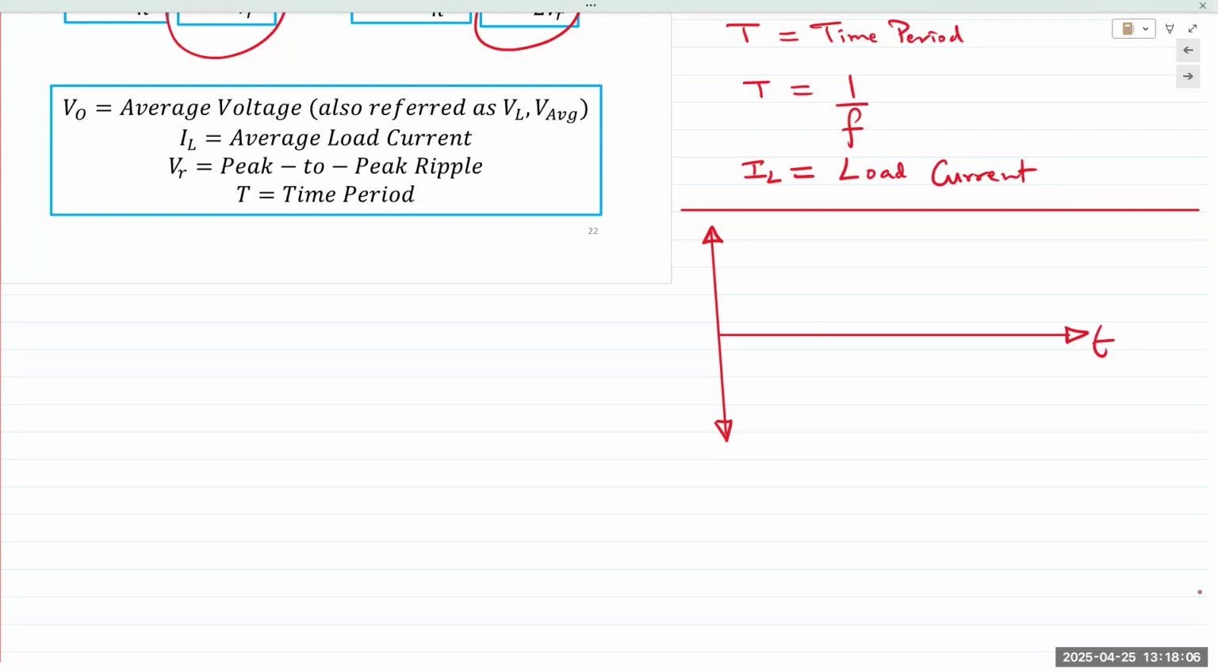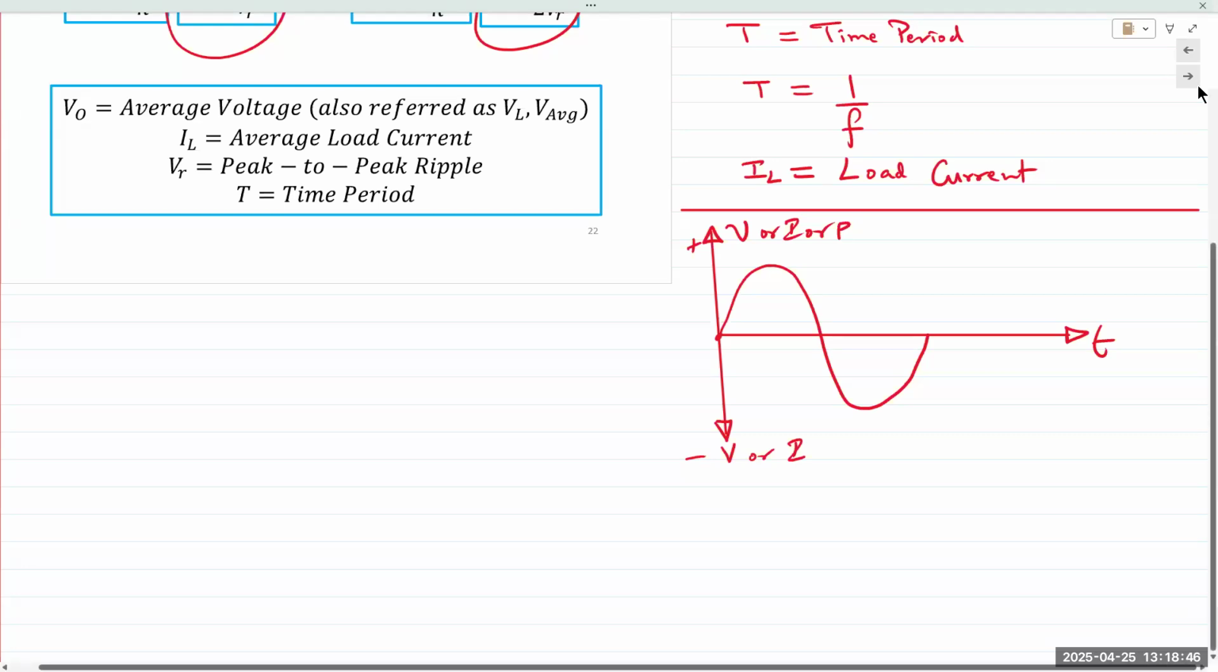Time is always on the x-axis. The quantity is always on the y-axis, so it would be voltage or current or power. This would be plus, this would be minus. Power is never negative, but let's just say voltage or current. And then we have a sine wave, a sinusoidal waveform. It has three elements. One is phase. Phase difference is the moment in time where it crosses y equals 0, and that's given right here. So this waveform begins at 0, so the phase shift is 0.